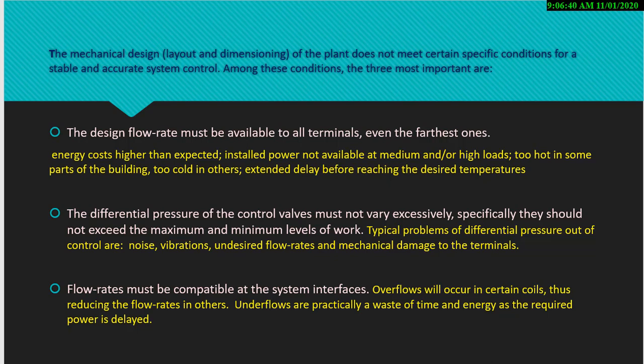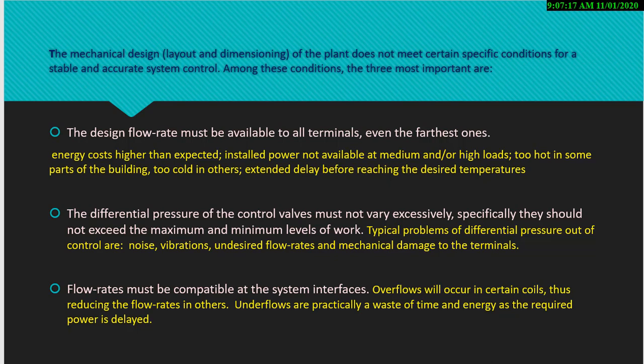If these three conditions are existing in any hydronic circuit, we can call this circuit balanced. So what are the three basic conditions? The first one is the flow rate must be available to all terminals, even the furthest ones. This means all AHUs, all FCUs must have water flow running inside the coils.